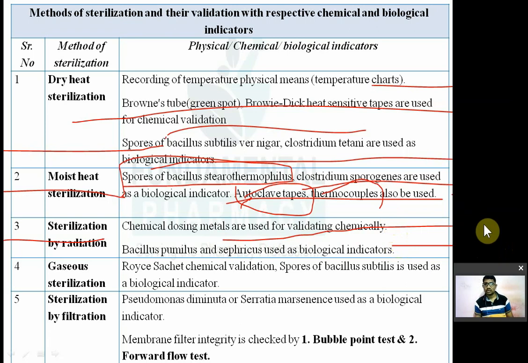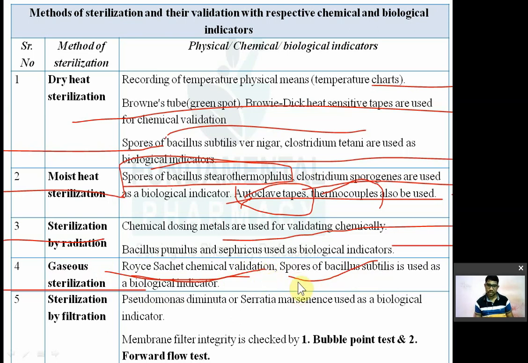A question comes on this: which indicator. Then the fourth method is gaseous sterilization. A question came on this. Roshi sachet is used for chemical validation of gaseous sterilization, and spores of Bacillus subtilis are used as the biological indicator.